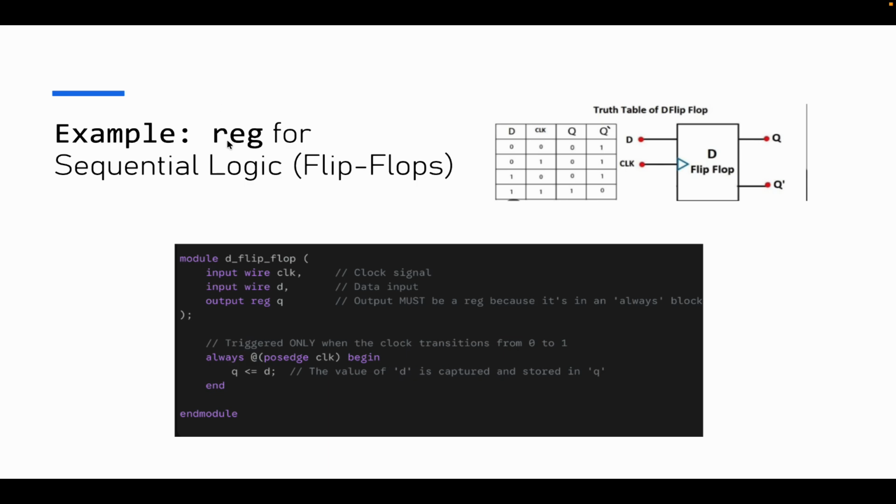used for sequential logic. This is a simple D flip-flop with D as input, clock as an input, and output as Q. Here, we want to store the output value Q, and it is used inside a procedural block. Always at the positive edge of the clock, you will begin. That means at every positive edge of the clock, whatever was in D will go to Q, and whatever was in D next time again goes to Q, only at the positive edge of the clock. The value of D is captured and stored in Q. That is what it means.